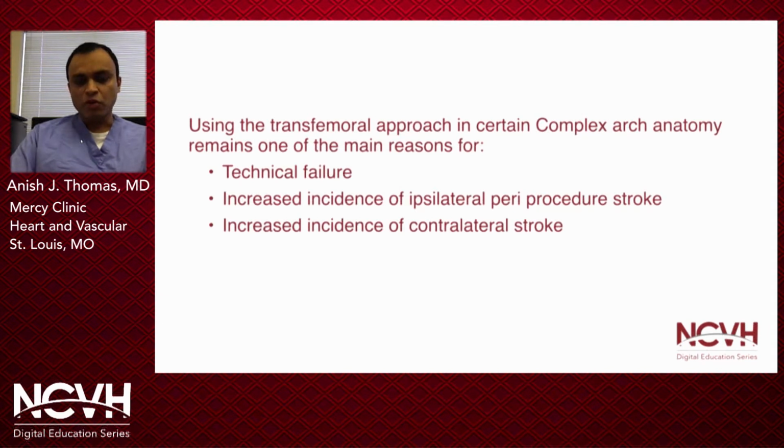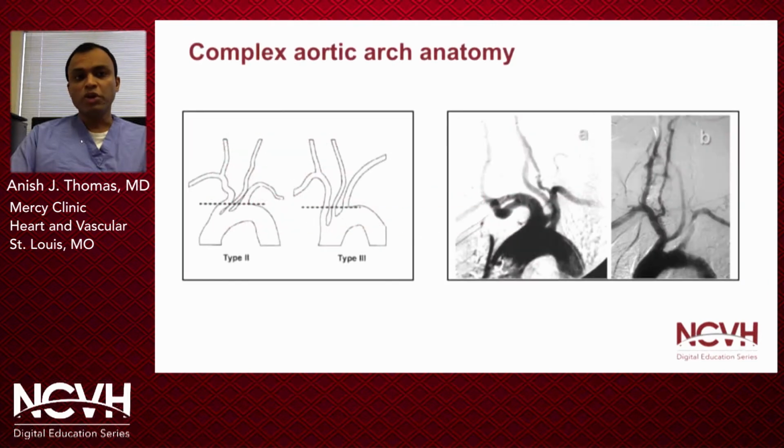Using the transfemoral approach in certain complex arch anatomy remains one of the main reasons for technical failure, increased incidence of ipsilateral peri-procedure stroke, and also an increased incidence of contralateral stroke. When we talk about complex arch anatomy, we are basically referring to type 2 and type 3 aortic arches that have a common origin of the left common carotid artery or just a bovine type left carotid artery, which makes it extremely difficult to cannulate from the transfemoral approach.